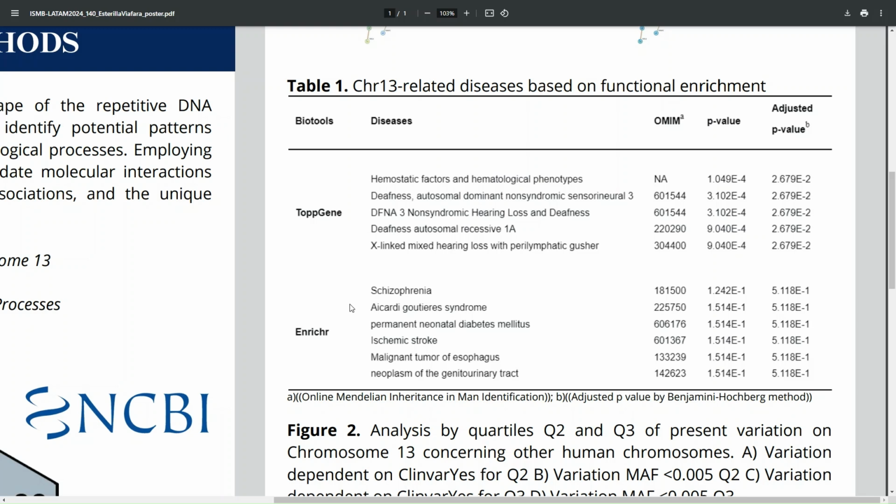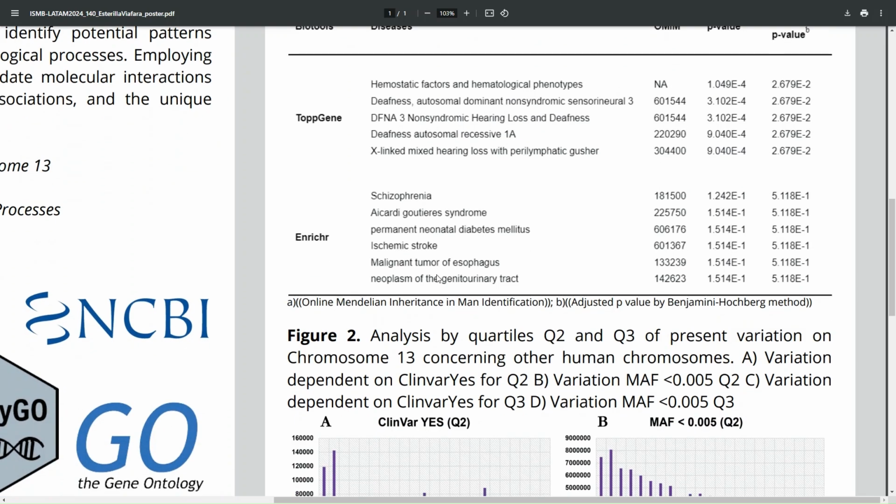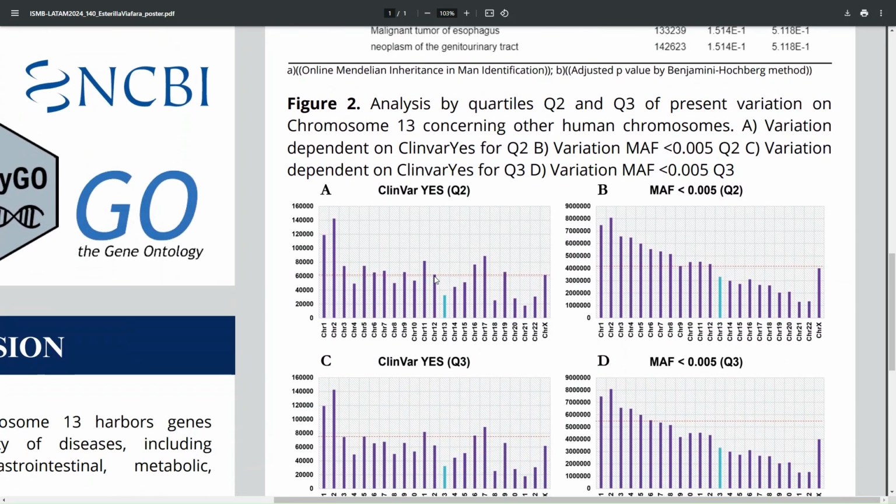Now, in genomic characteristics of chromosome 13 genes, we explore the number and types of variants on chromosome 13 based on descriptions found in the Variation Viewer database.